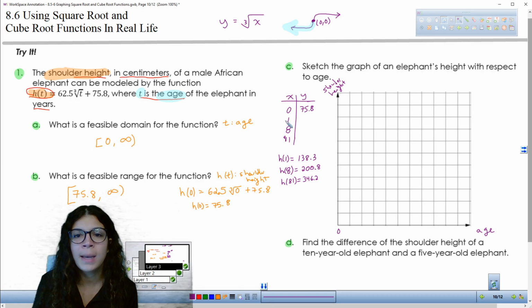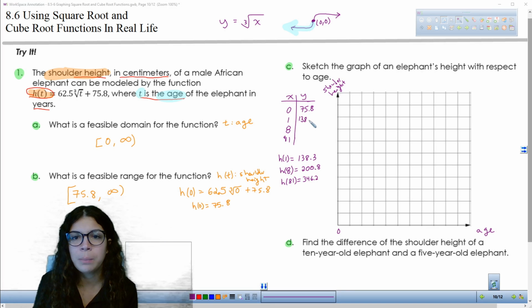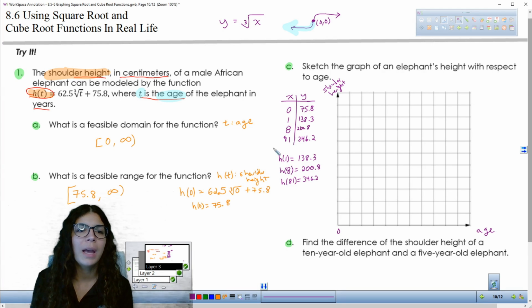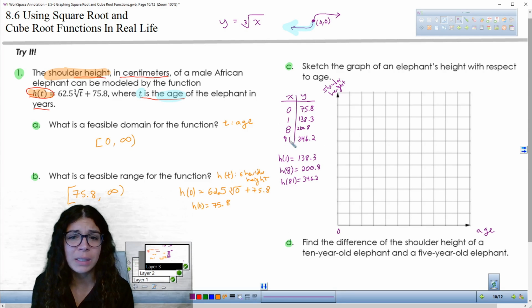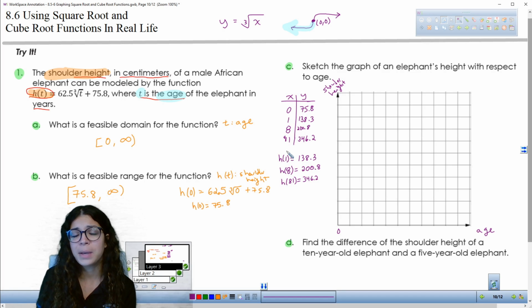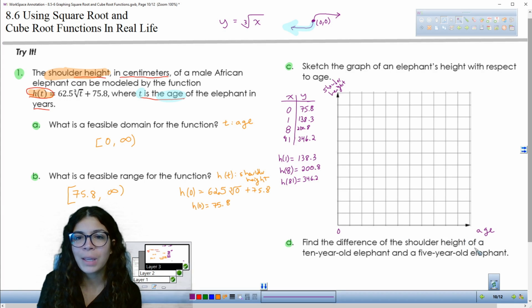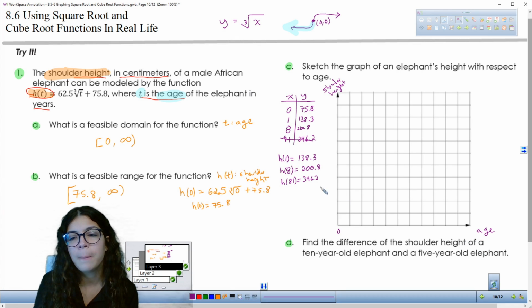Okay, so when x is 1, y is 138.3. When x is 8, y is 200.8. And when x is 81, y is 346.2. Actually, because I used my calculator, I didn't really need to use perfect cubes. I'm not going to graph age 81, so that was silly for me to even do. I would have probably wanted to pick maybe 10, that way I had a fourth point. But I'm just going to go ahead and graph these three.